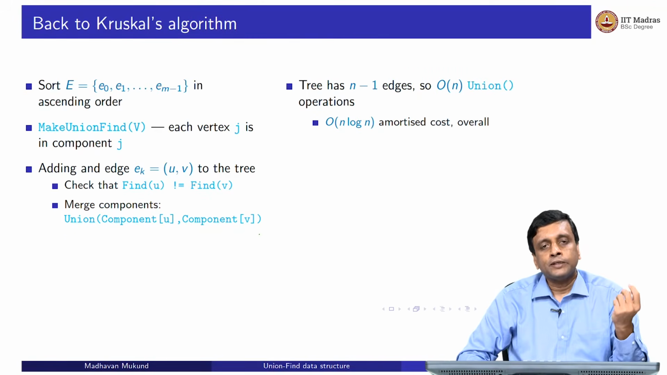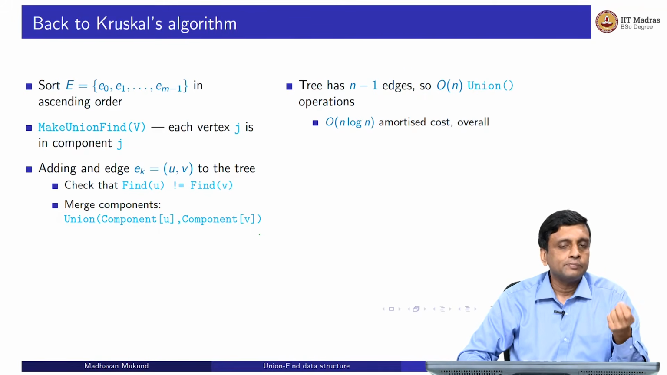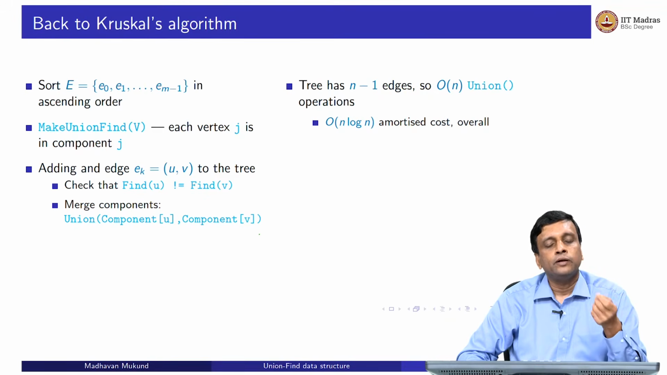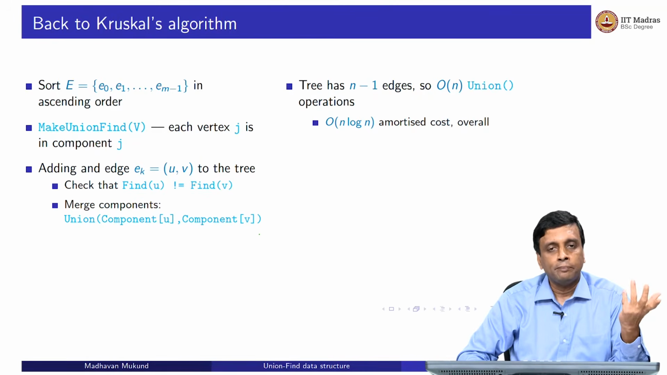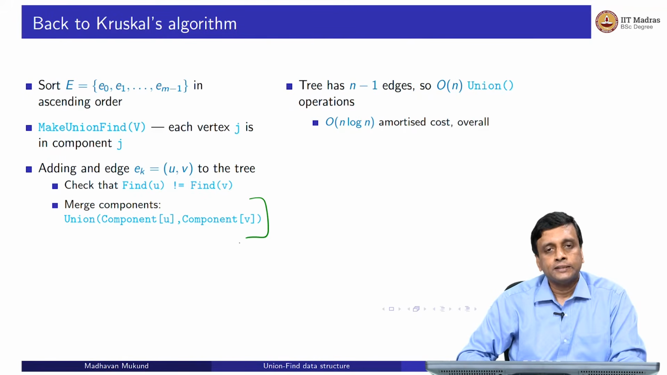So, how many union operations are we going to actually perform? Well, because we are constructing a spanning tree on n vertices, and a spanning tree on n vertices, remember, will have n minus 1 edges exactly, we are going to do exactly n minus 1 union operations. So, we can think of it as order n union operations. We saw earlier that if we do m operations, it's m log m. So here it is n operations, so it's n log n. So this is the total cost of all these union operations across each addition that we actually perform.